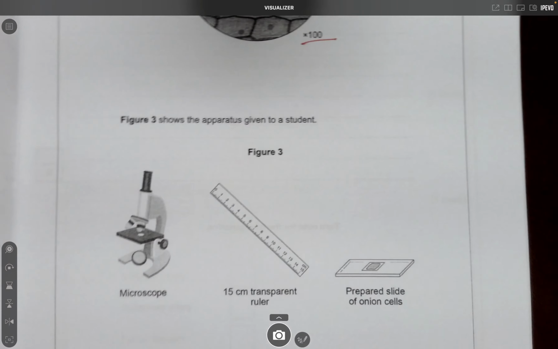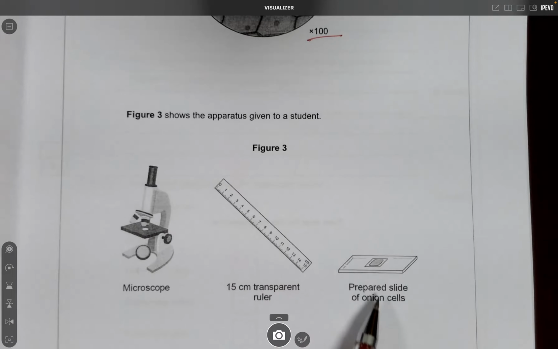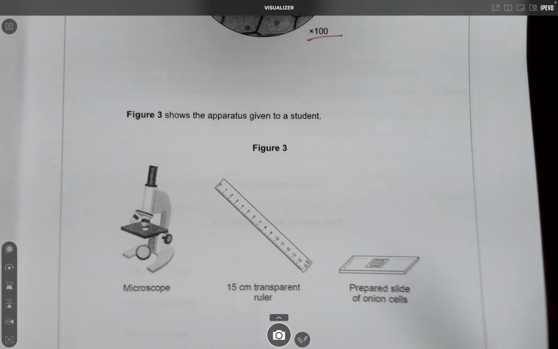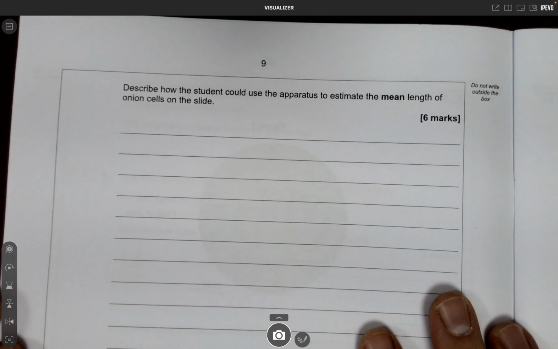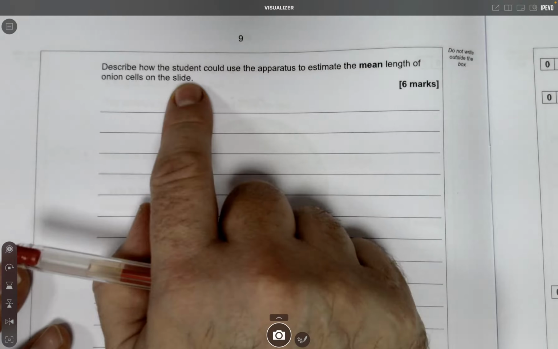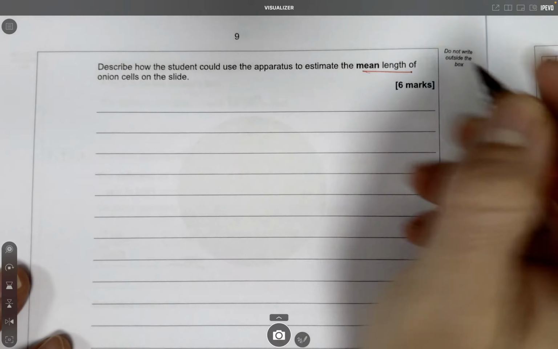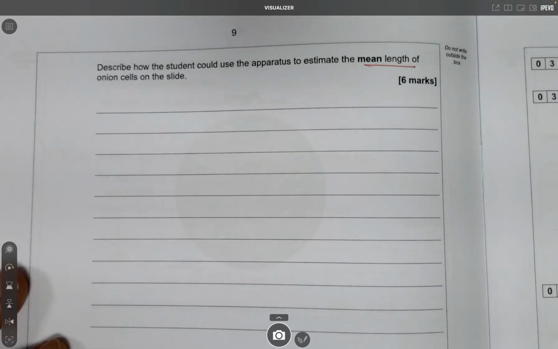We have some apparatus that's provided to us. We have our light microscope, we have a transparent ruler, and we have a prepared slide of onion cells. And the question asks us, it's quite a tricky one, I've not seen it like this before, but it asks us to describe how the student could use the apparatus to estimate the mean length of the onion cells on the slide.